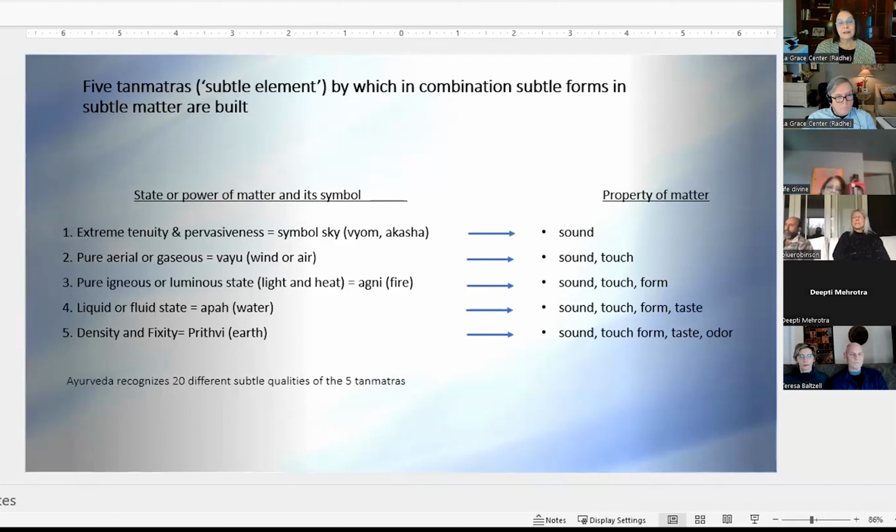And then the second element, the next element that evolved from akasha and was moving within it, was this pure aerial or gaseous condition of matter. They word these as conditions of matter. And this was lacking any substance or solidity.